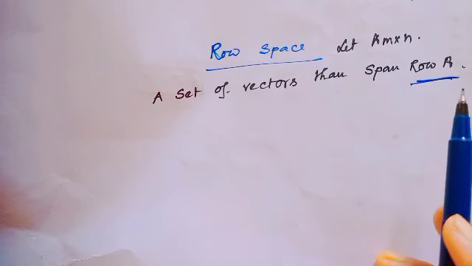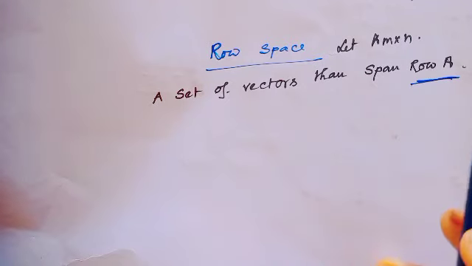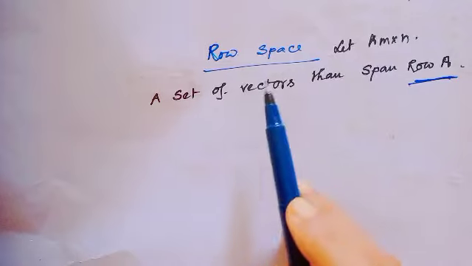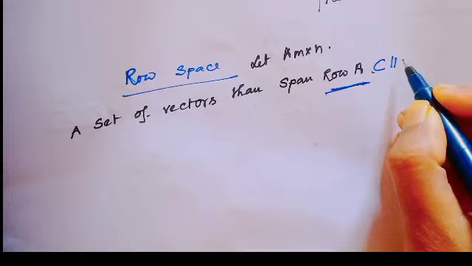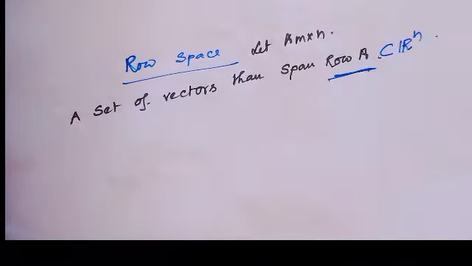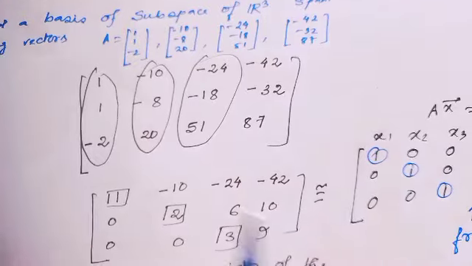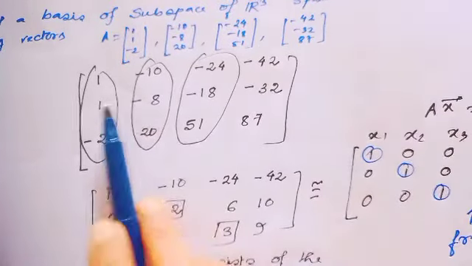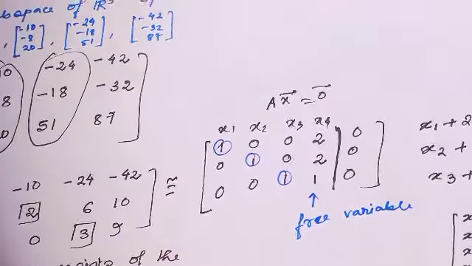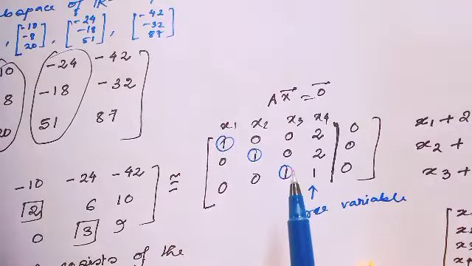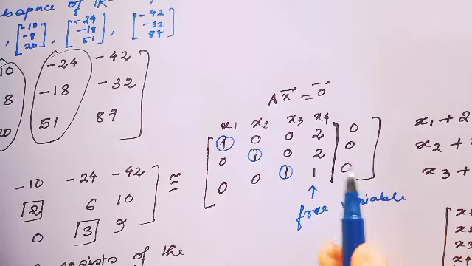Consider A be an M cross N rectangular matrix. The set of vectors that span the rows of the matrix is called the row space of the matrix. The row space of A is a subset of Rn. Okay? If you want to find the row space of this matrix, then the row space would be all combinations of the rows, and if you want to find a basis of the row space, this would be such vectors which generate all rows and which are linearly independent.